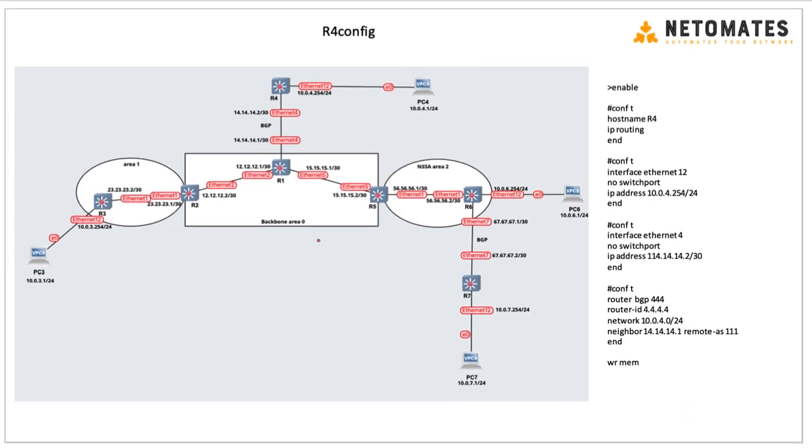In the R4 configuration, R4 is running BGP. Apart from the basic configurations, the BGP configuration is autonomous system 444 and router ID. The only network we want to advertise from R4 to R1 is the PC4 network, which is already a connected network, so we can use the network command to inject that route, or you can do redistribute connected as well. Anything is fine, but I'm using a network statement here. And then the neighbor configuration, which is R1 14.14.14.1 with autonomous system 111.